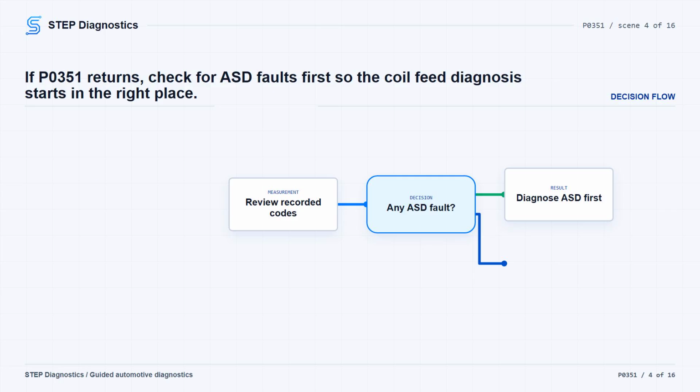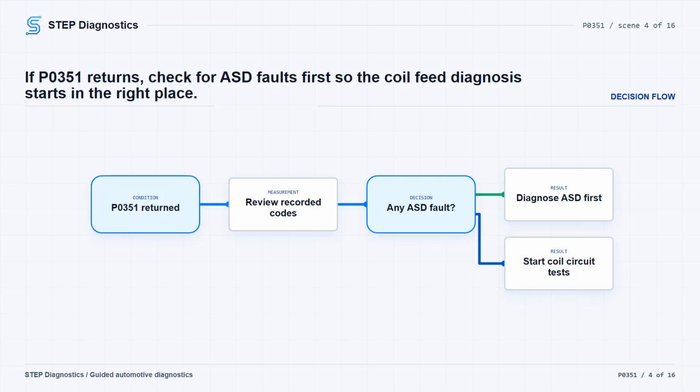Next, look at the recorded codes for any ASD-related faults. If an ASD fault is present, diagnose that first. If there are no ASD faults, move into the coil circuit testing.